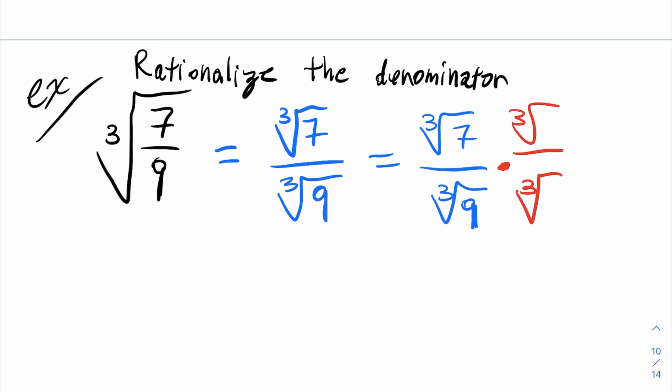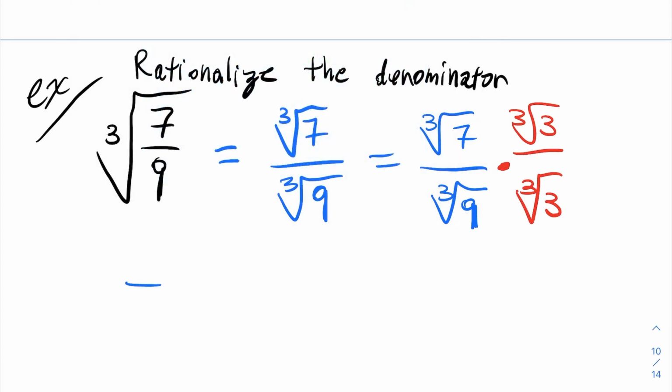If I multiply by the cube root of 9, that's not going to work, because the cube root of 81 is not a rational number. So is there any multiple of 9 that is rational when you take this cube root? Well, let me see. If I multiply the cube root of 9 by the cube root of 3, I get the cube root of 27. That's perfect, because the cube root of 27 is a rational number.